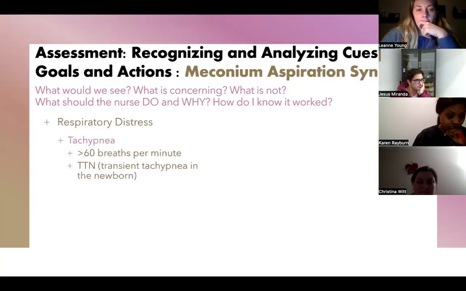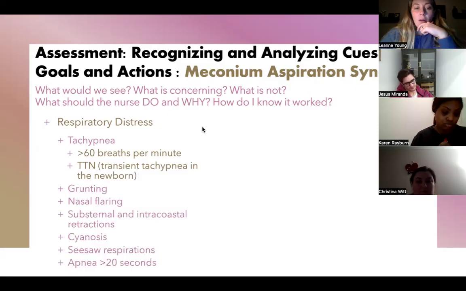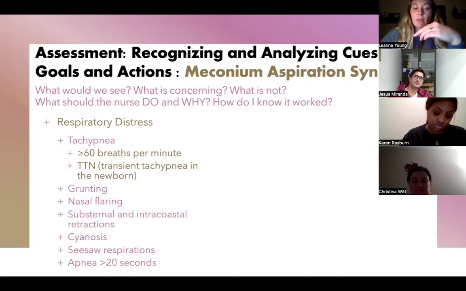So, tachypnea. They're going to be breathing really fast. We're going to see that transient tachypnea in the newborn, that TTN, that transition period. However, it's going to last a little bit longer, most likely, in a meconium aspiration baby. They're going to be grunting. They're going to have nasal flaring, substernal intercostal retractions. They're going to be cyanotic, and sometimes with those seesaw respirations. And then occasionally they can have periods of apnea that last longer than 20 seconds. Okay. So these babies are going to be working really, really hard to breathe.